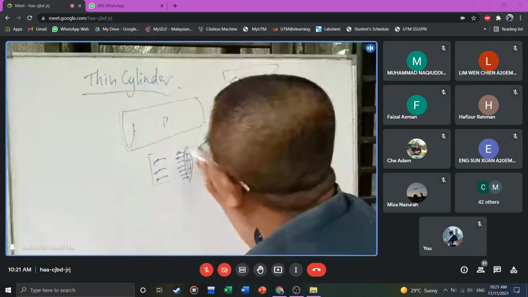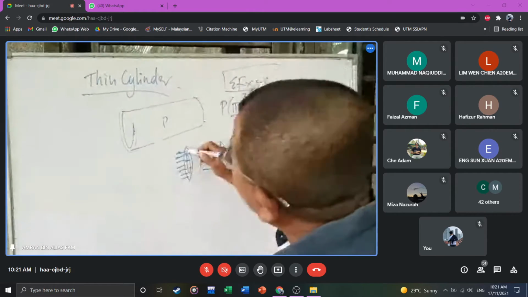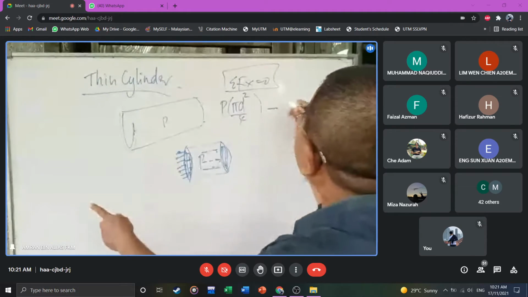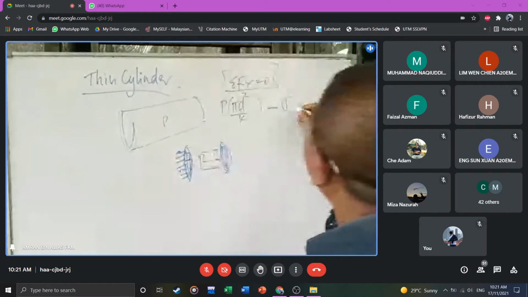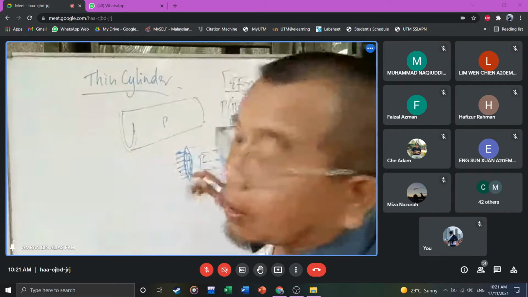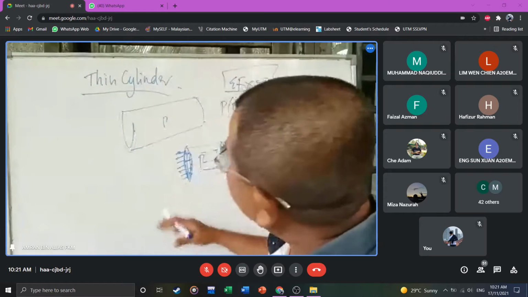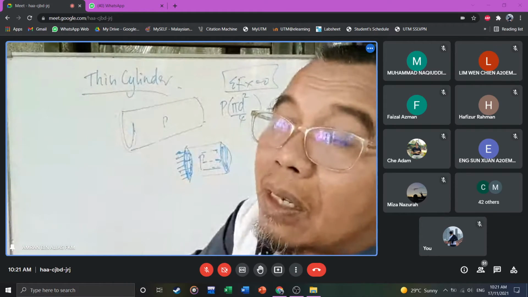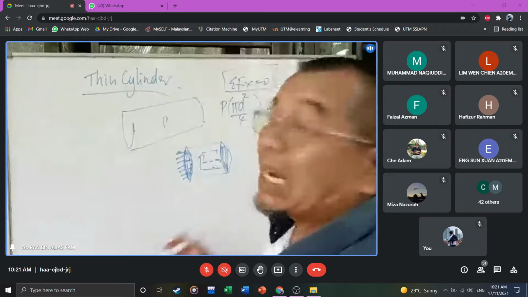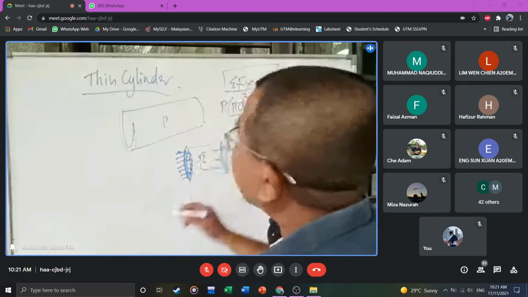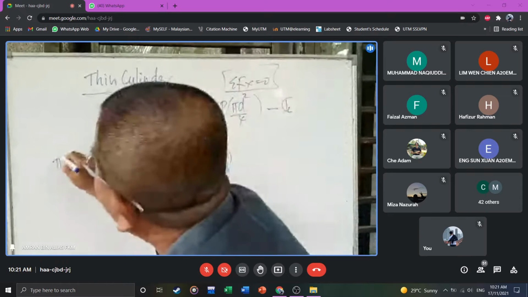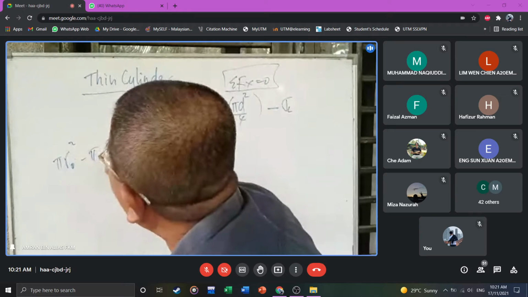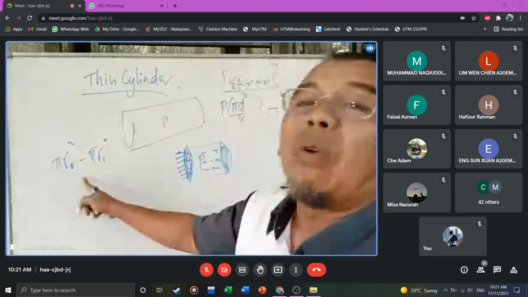And then the stress to the left, where we cut it: stress times that area, stress times the area to the left, minus stress on that direction, we call it longitudinal, times that area. What's the area? Area of inside minus area outside, right? Yes. So how can I write that area? We can write that pi r outside square minus pi r inside square.